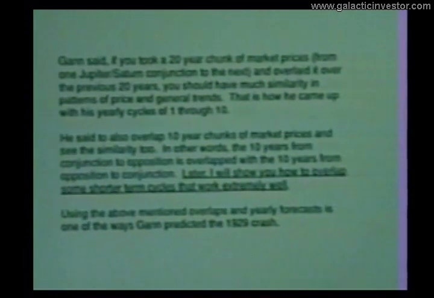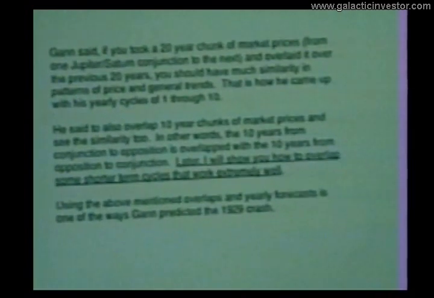Okay, Jeanne also said that if you took 20-year chunks of the market and overlaid them, so let's say, for example, you took 1900 to 1920, and then you took 1920 to 1940, and you put these two charts over each other, one above the other, and I'll show you how we're doing that shortly, then you would see a similar pattern during those 20 years.